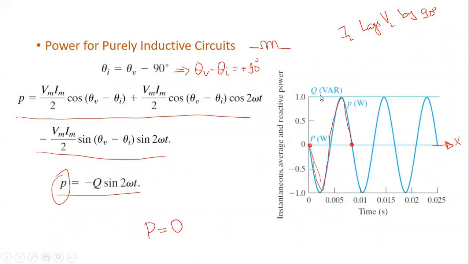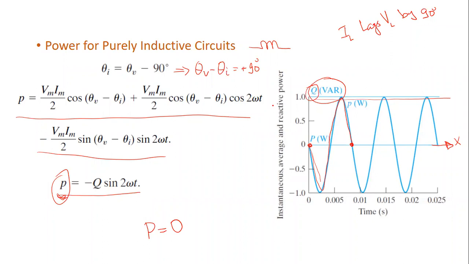So what is Q? What is the reactive power? Engineers agreed to call the peak of this sinusoid Q. So Q, the reactive power, is the peak of the instantaneous power sinusoid in this purely inductive circuit. As you see here, this line represents Q, the reactive power.